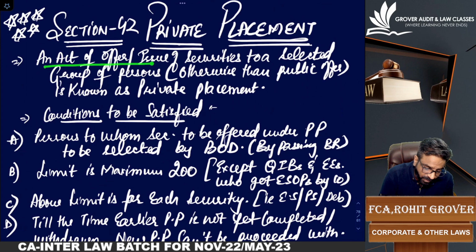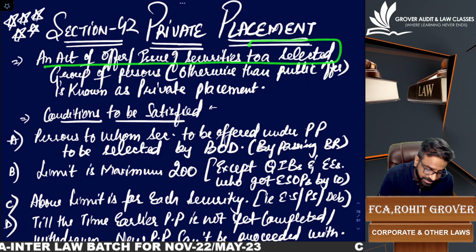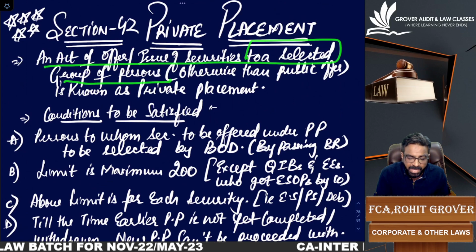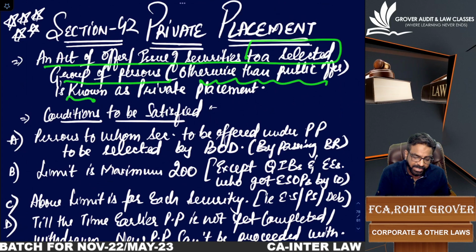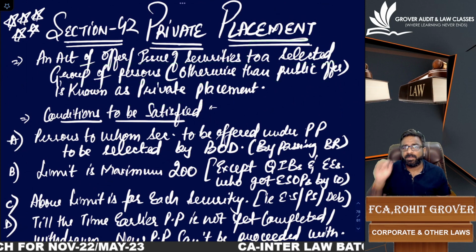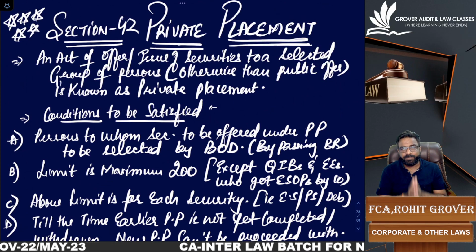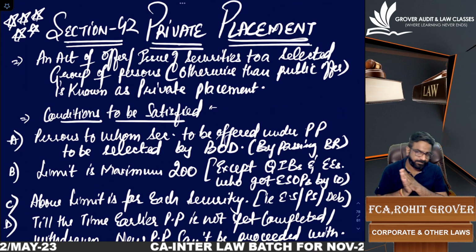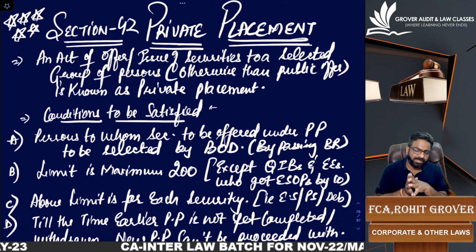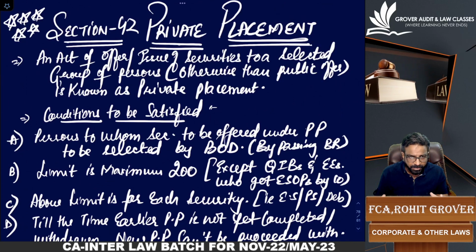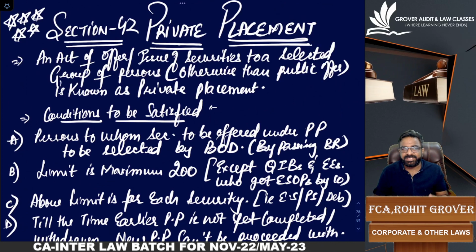An act of offer or issue of securities to which person? To a selected group of persons. Otherwise, than public offer is known as which placement? Private placement. So when I make an offer to the group of people who are other than the public offer. So when I selected the 200 group of people to whom I want to offer the shares, that is called private placement.